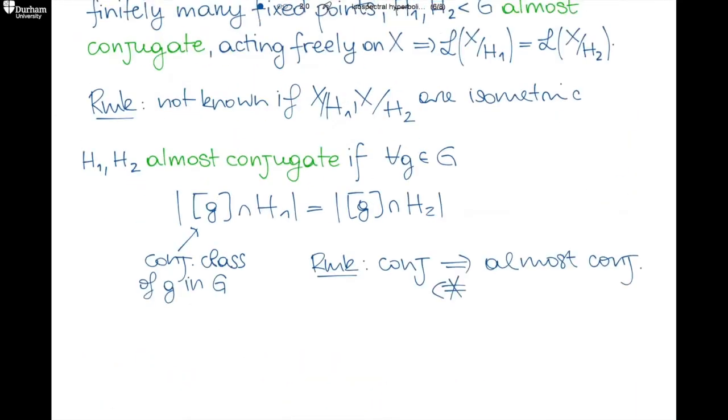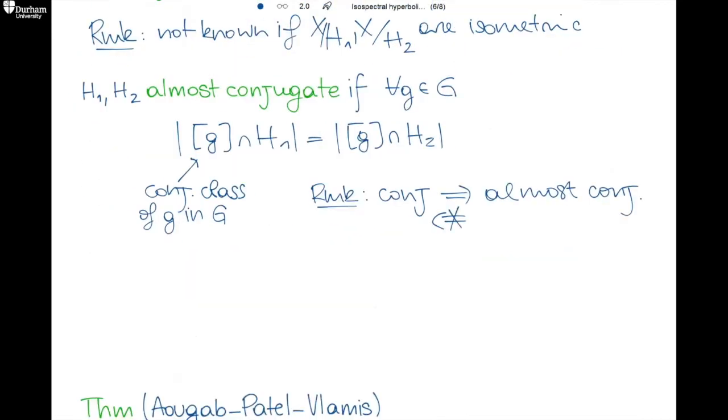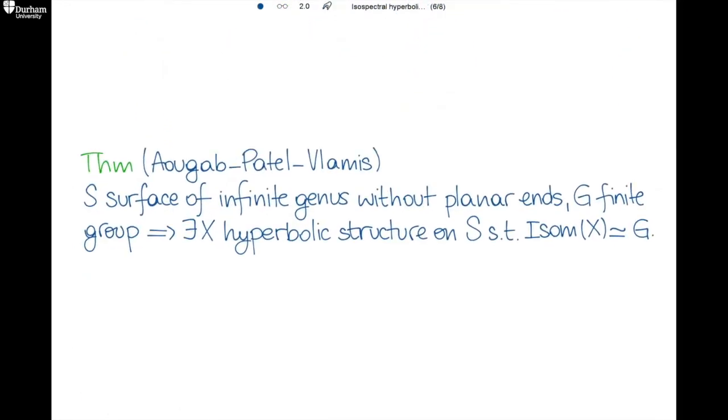So the second tool is a much more recent work that allows me to apply this result. This is a result by Aougab, Patel, and Vlamis. The result is actually much more general, but this is the part that I need. I take a surface of infinite genus without planar ends. This is the same condition as my Theorem A. And I fix any finite group. Then what they show is that I can choose a hyperbolic structure on the surface such that the isometry group is exactly this group.